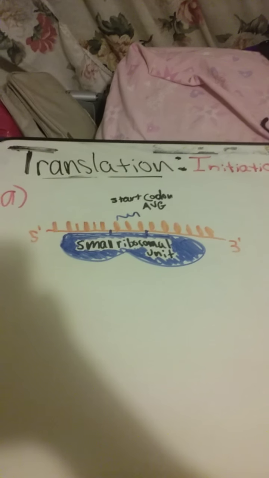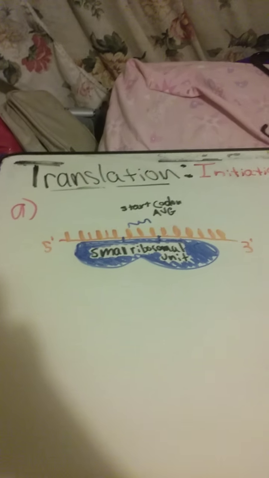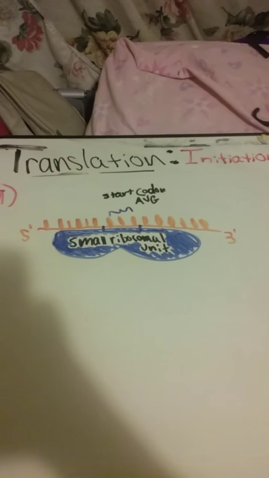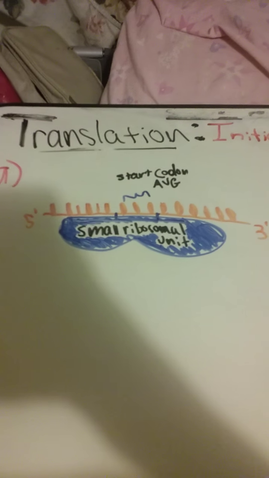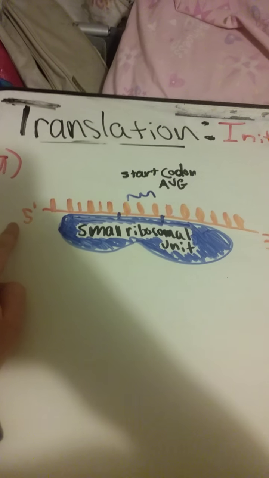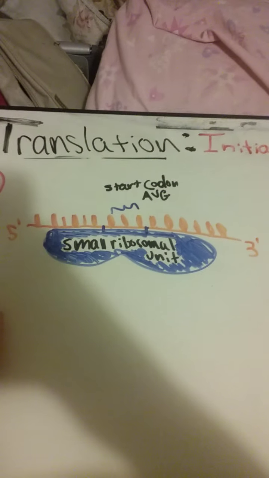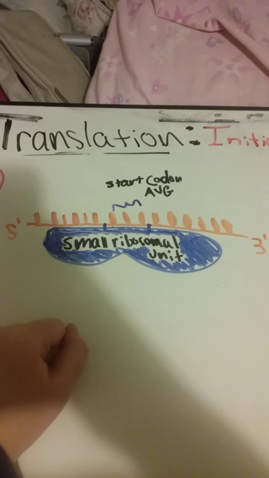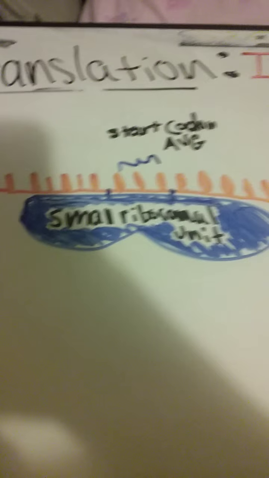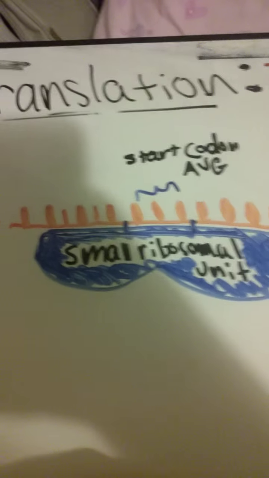The next section is translation. The first part of translation is initiation, in which the first part of initiation is the small ribosomal unit, part of the two units of a ribosome, bonds to the mRNA strand made in transcription before, just right, so that the start codon, which is always AUG, is recognized by the ribosomal unit. And here we see that it is in the proper position.